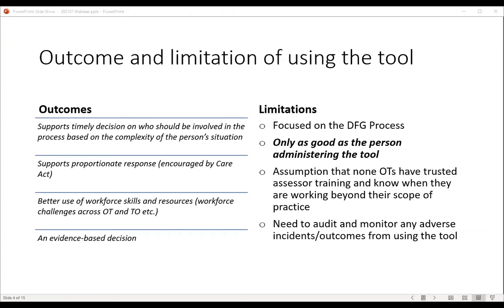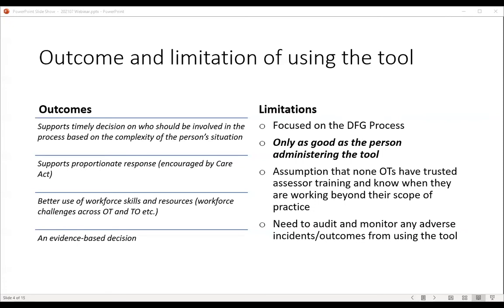The other thing I want it to be is an evidence-based decision tool, not just something we have plucked out of the air, as it were. I'll talk a little bit about that in a minute, in terms of the evidence base that we've used to develop the tool.